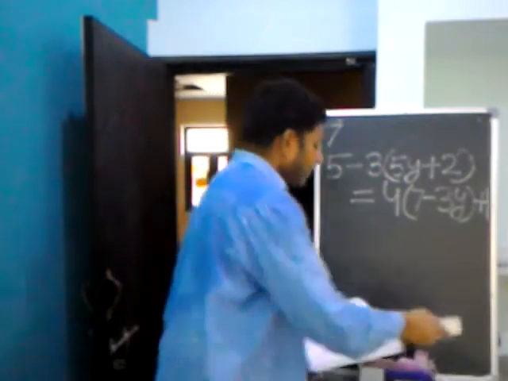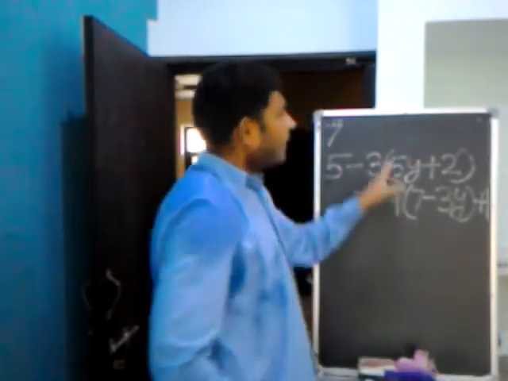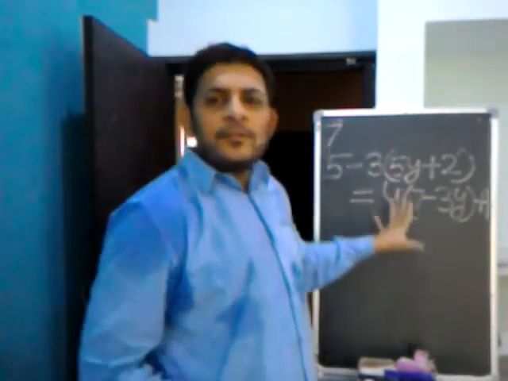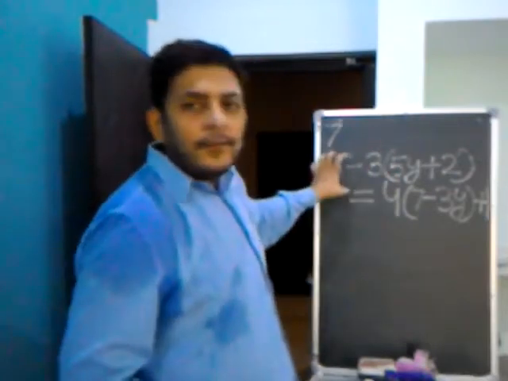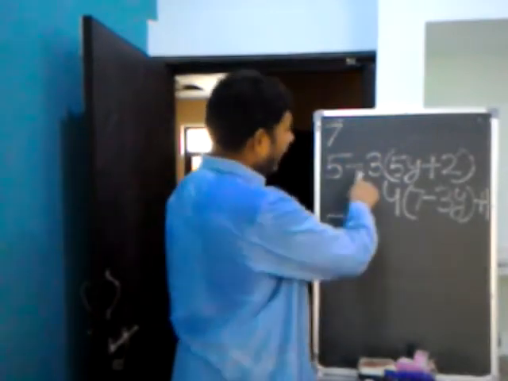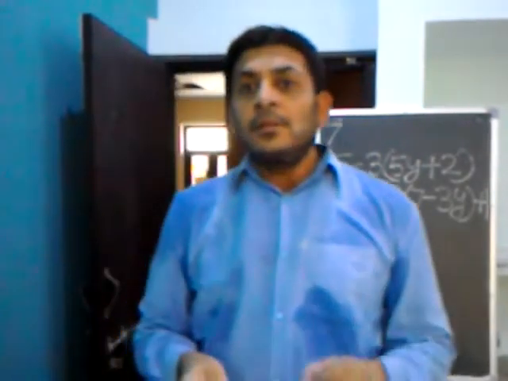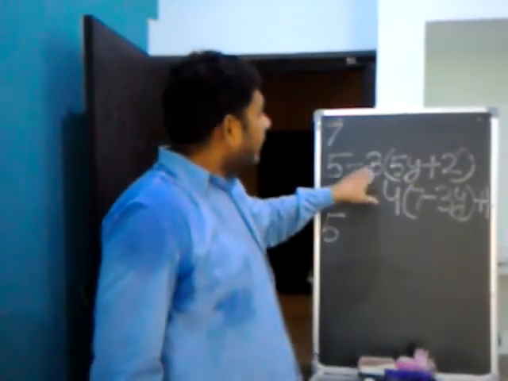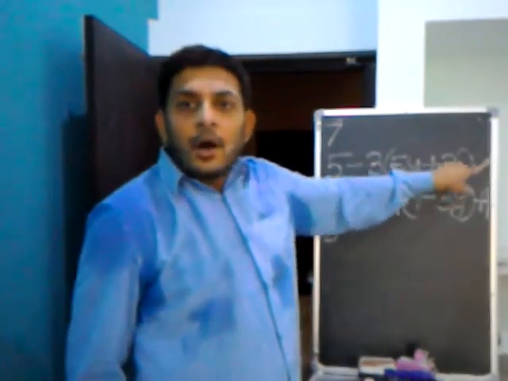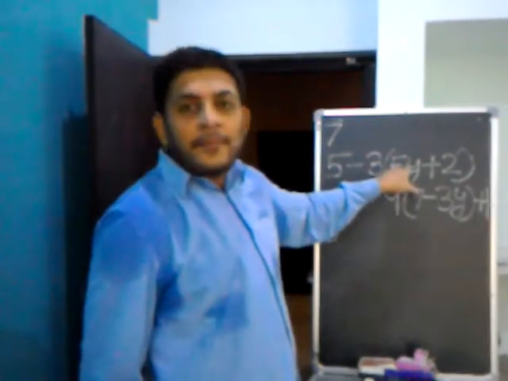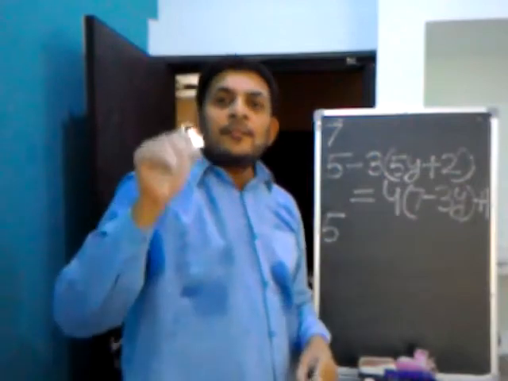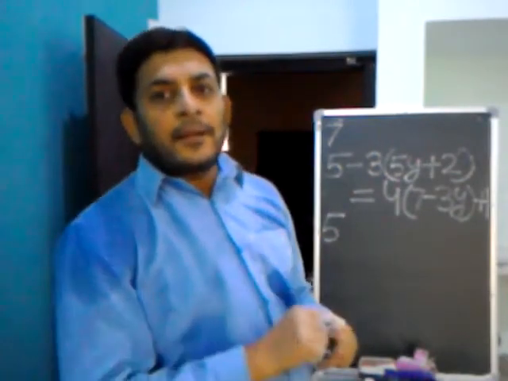First of all, what will I do? First of all, I will open the brackets on both sides. Because my board is small, I shall solve the left side first. So 5, bracket open. Let me remind you, if I am opening the bracket, then anything written outside the bracket will be multiplied to all components of the bracket. This means 3 will be multiplied by 5y and 3 will be multiplied by 2, because there are 2 components. This is the principle of multiplication in this condition.